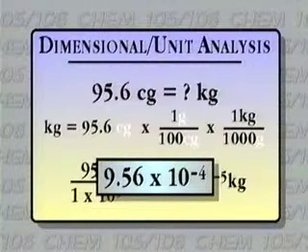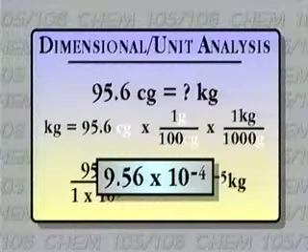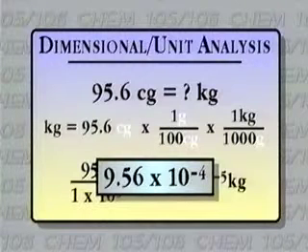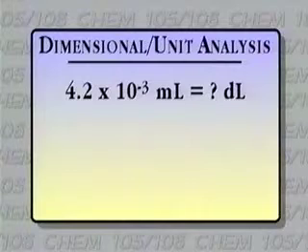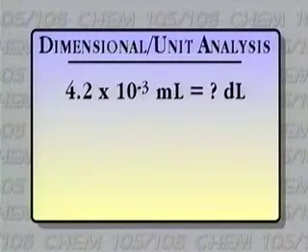And that would be our final answer. Unit analysis. Well, let's look at another metric conversion here, part C of that same question. The question on part C in number 11 is, if we have 4.2 times 10 to the minus 3 milliliters, how many deciliters do we have?